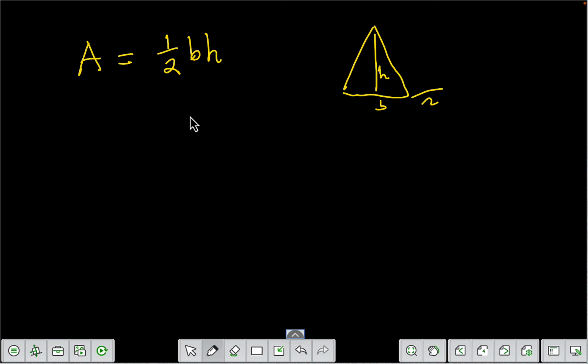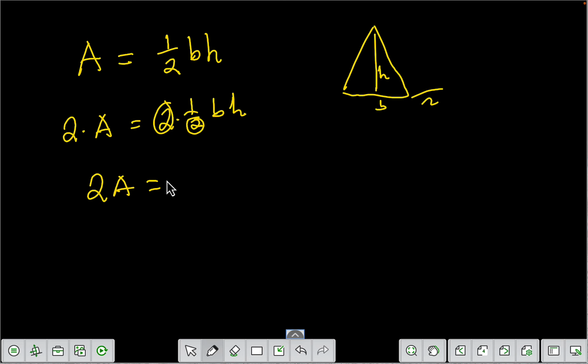So here we are asked to solve for the height, which is h, right? So now let's see. The denominator here is 2, so we can multiply 2 by a and then multiply 2 by 1/2 b and h, right? 2 cancels 2, we're going to have 2a equals b times h. Now what we want to solve for is the height, not the base, so we divide by b and we divide by b.